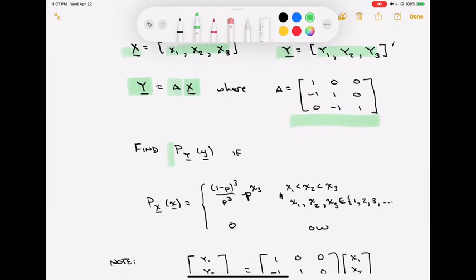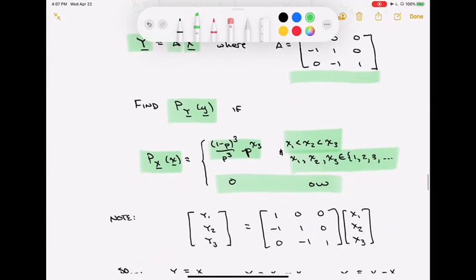Find the probability mass function for random vector y if we know random vector x has PMF P_x(x), which has some particular distribution given here. It's basically (1 minus p) cubed over p cubed, times p raised to the x3, when x1 is less than x2 is less than x3, and x1, x2, x3 are all taken from the integer set, and 0 otherwise. So we want to find the resulting probability mass function given this starting probability mass function of random vector x.